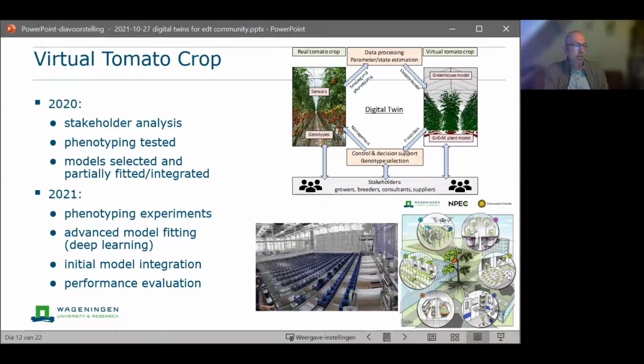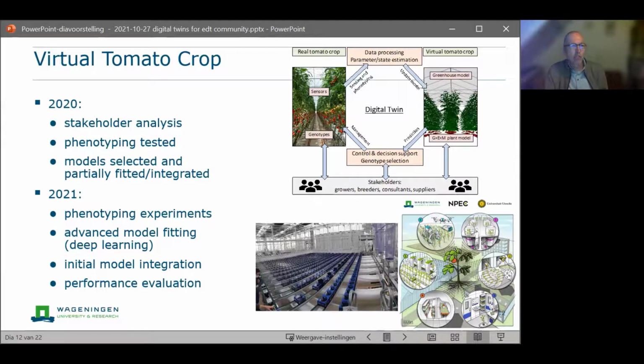So apart from the loop that you see at the right of the figure, which is more or less real time, there is also an offline loop where we can see what kind of genotype would be best. So what kind of plant species should be chosen under the particular circumstances that we have, because there are different cycles involved in this process.